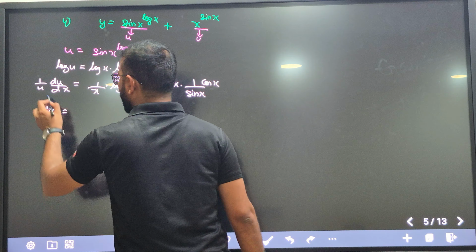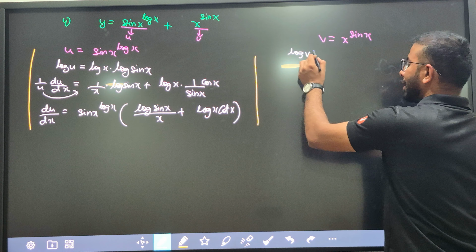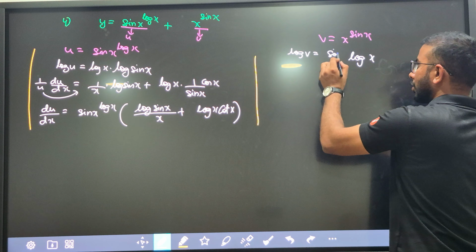Okay, let's see part 2. What is part 2? y is equal to x power sin x. Now we'll take log on both sides. Log y is equal to log x power sin x.